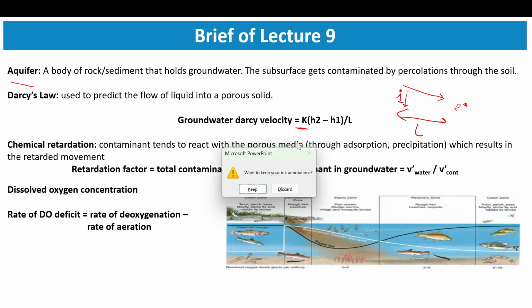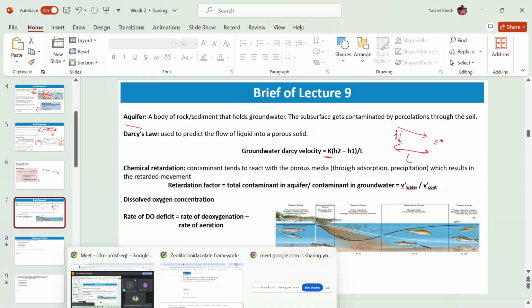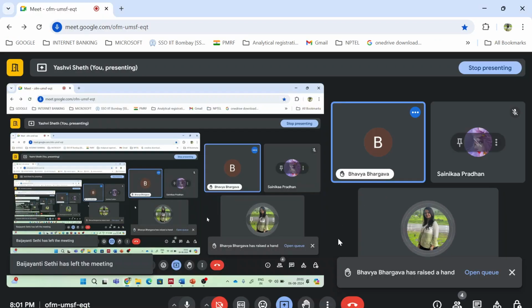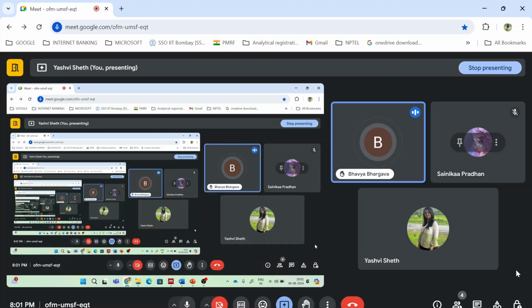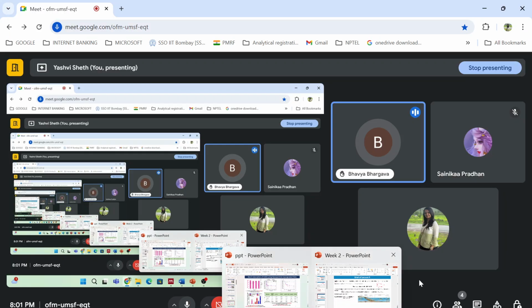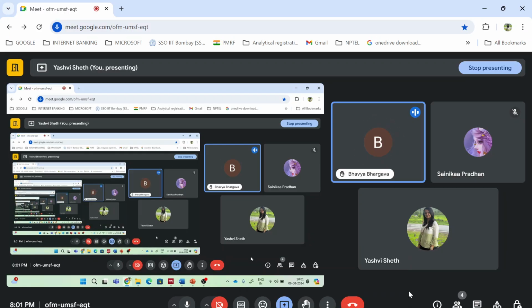I just want to ask what K, the Darcy's constant, is. What does Darcy's constant depend upon? I mean, is it specific to material? Can you please elaborate on that?